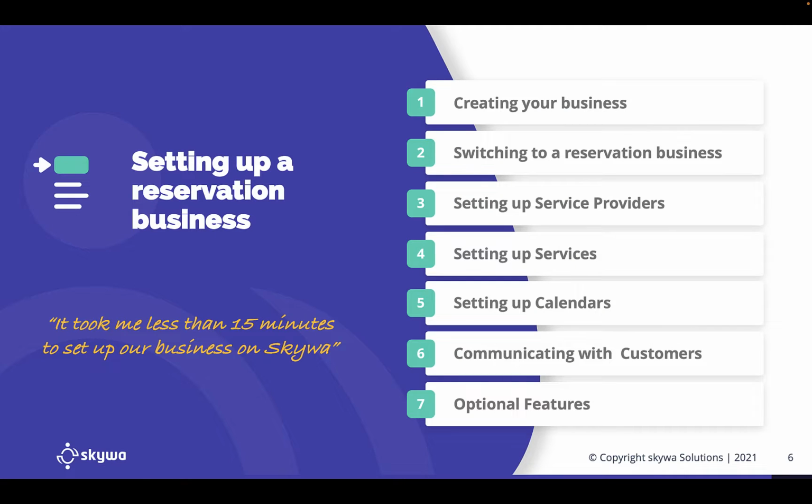So let's talk about the steps for setting up a reservation business. In fact, watching this video will probably take longer than setting up your business in Skywa. The first step is to download Skywa Manager and create your business. Once you've done that, you need to switch it to a reservation type business. And then there's three things you need to set up. You need to set up the list of people that will be providing services, the kinds of services that you'll be offering, and then the calendar that's used for availability. Once that's set up, you just need to communicate with customers about how they can book their appointments. And then I'll just cover a couple of other features you can set up.